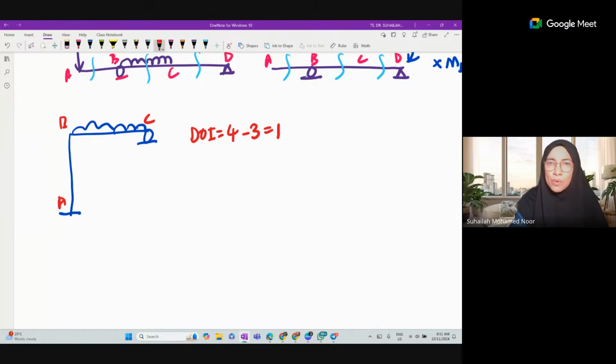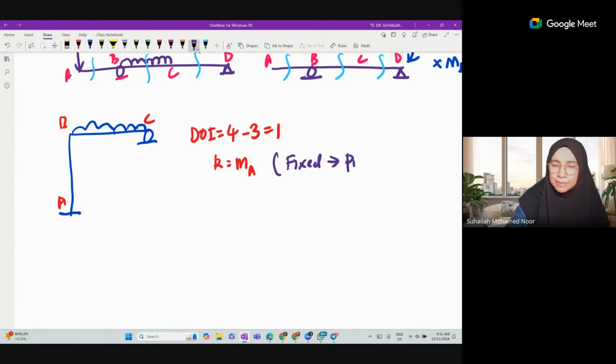Let's say we want to remove the moment at A, so fixed becomes pin. Let's say the redundant is the moment at A. Moment at A means we remove the moment at A, the fixed.